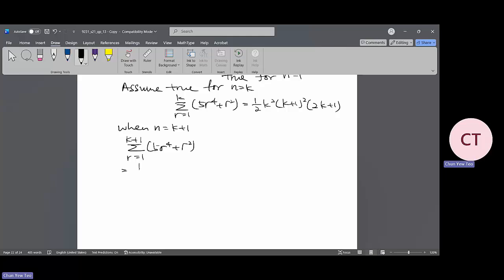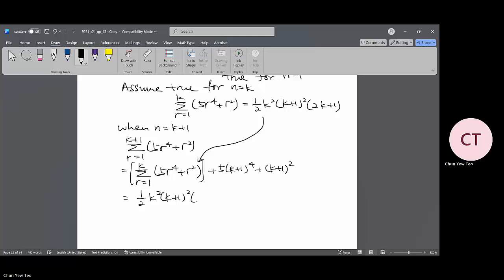Which is on top of the 5r⁴ + r². Then you add another extra term, which is 5(k+1)⁴ + (k+1)². So you just copy this result over here, and you will get ½k²(k+1)²(2k+1) plus that.